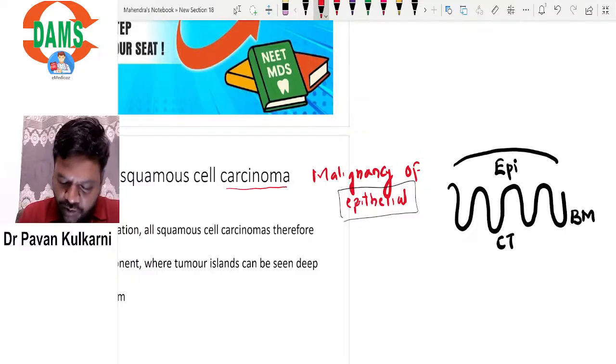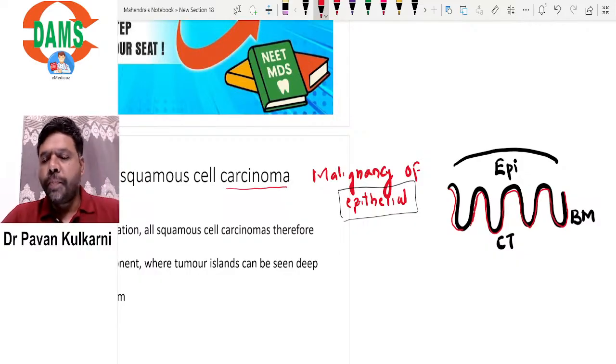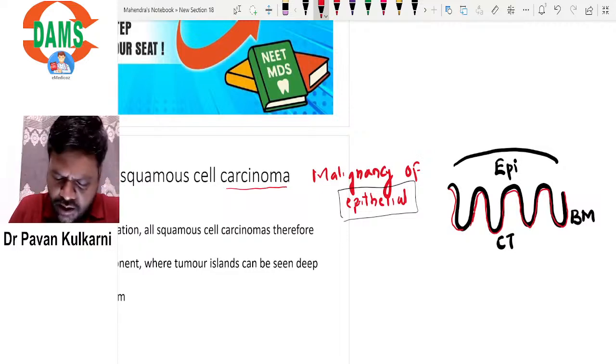The red border which I am showing right now is your basement membrane. The basement membrane is present between the epithelium and the connective tissue. This is a normal tissue.